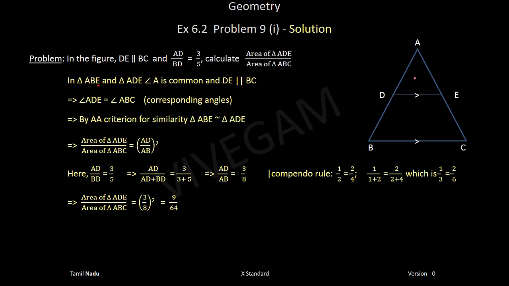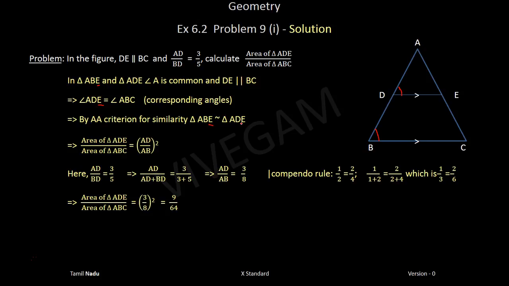Angle A is common. Then DE is parallel to BC, which means this angle and this angle, that is angle ADE and angle ABC, are equal. Now, take this smaller triangle ADE and bigger triangle ABC. Angle A is common and another angle is also equal. So, by AAA property, these two triangles are similar. That is angle ADE equal to angle ABC. These are corresponding angles. Then by AAA similarity, ABC is similar to triangle ADE.